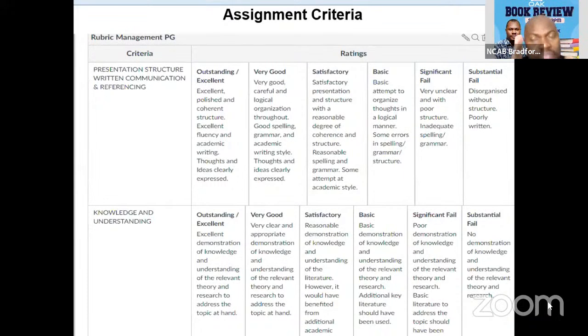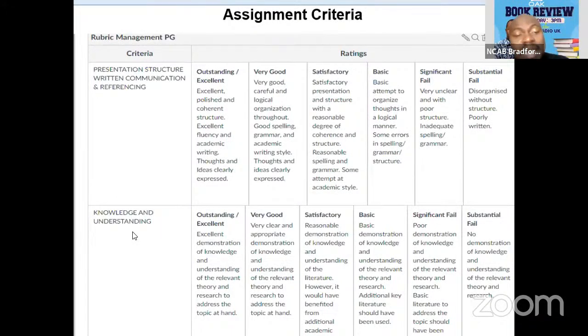So this is the first thing that should come to your mind. So where am I going? Once you receive your assessment, go and check the assignment criteria. And please focus on the outstanding and the excellent. What is it that you are expected to do? You are expected to have an excellent, polished, and coherent structure, excellent fluency and academic writing, and thoughtful ideas clearly expressed. So you know that is your focus in terms of presentation, structure, writing, communication.